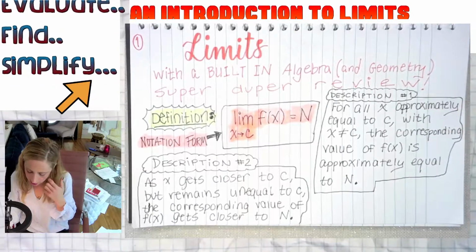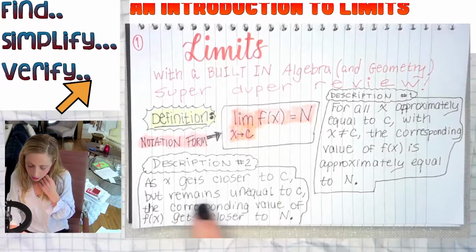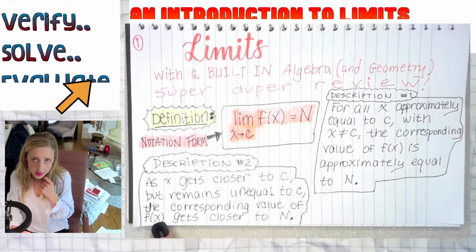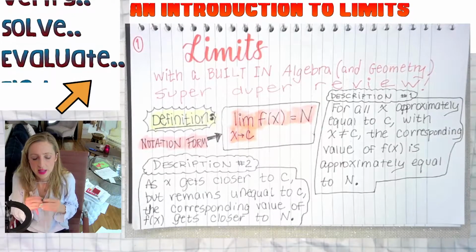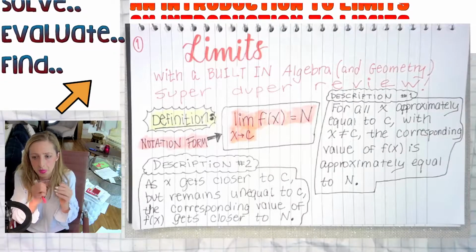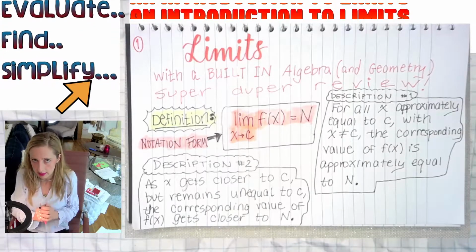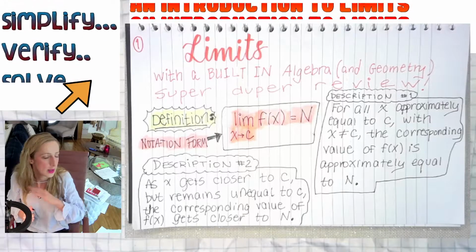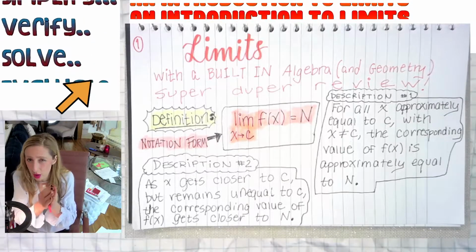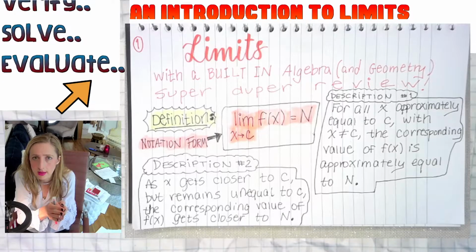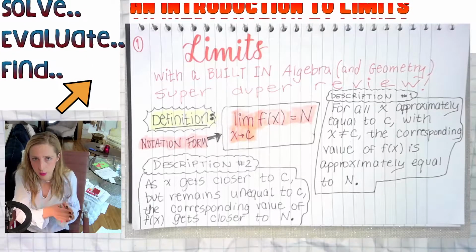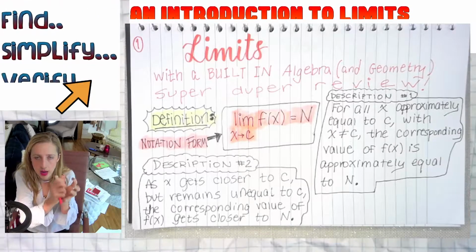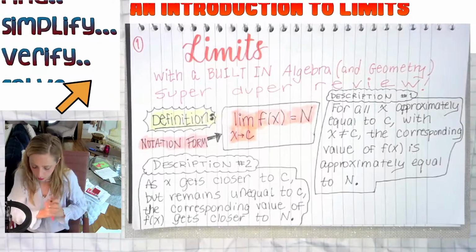This one says, as x gets closer to c, but remains unequal to c, the corresponding value of f of x. Remember that f of x, when they say the value of f of x, that's your output. That's what they mean. Okay? They don't go into all that wording. They're not going to say the output, the y value. You need to know that when something says f of x, that implies an output or a y value after you plugged in an x value.